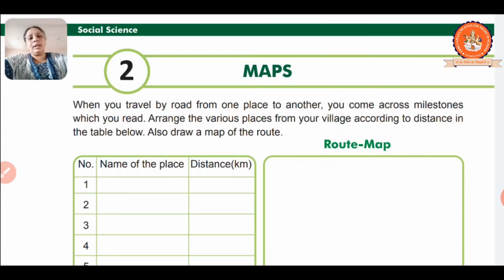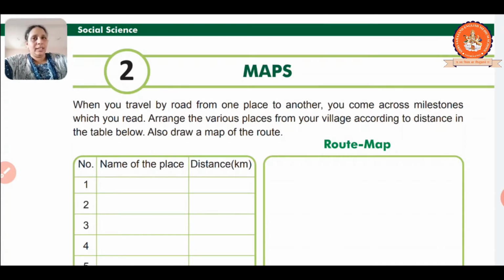There are three organs of the map. First one is direction. Second, scale. Third one, conventional sign. We will know more information about direction, scale, and conventional sign. The three organs of a map are direction, scale, and conventional sign.